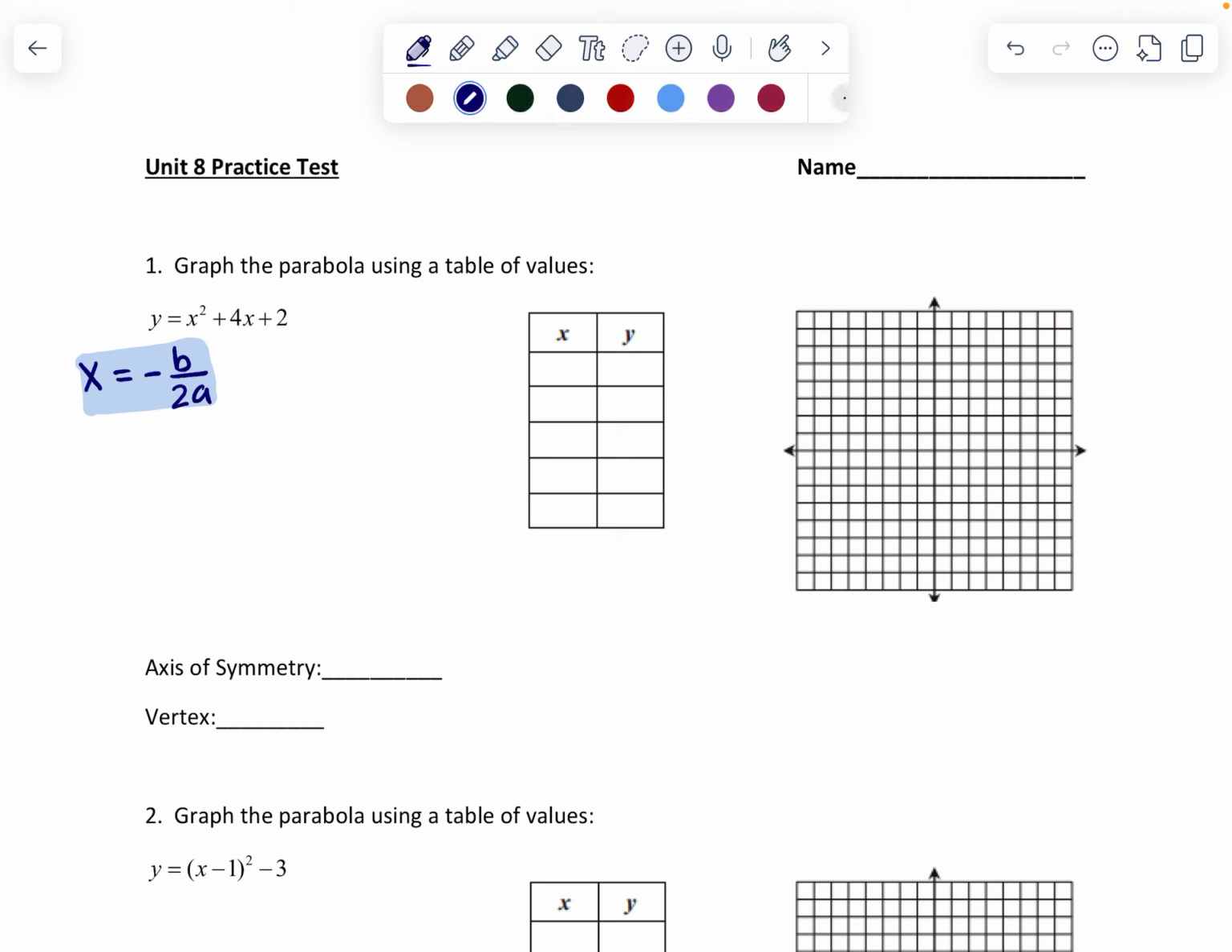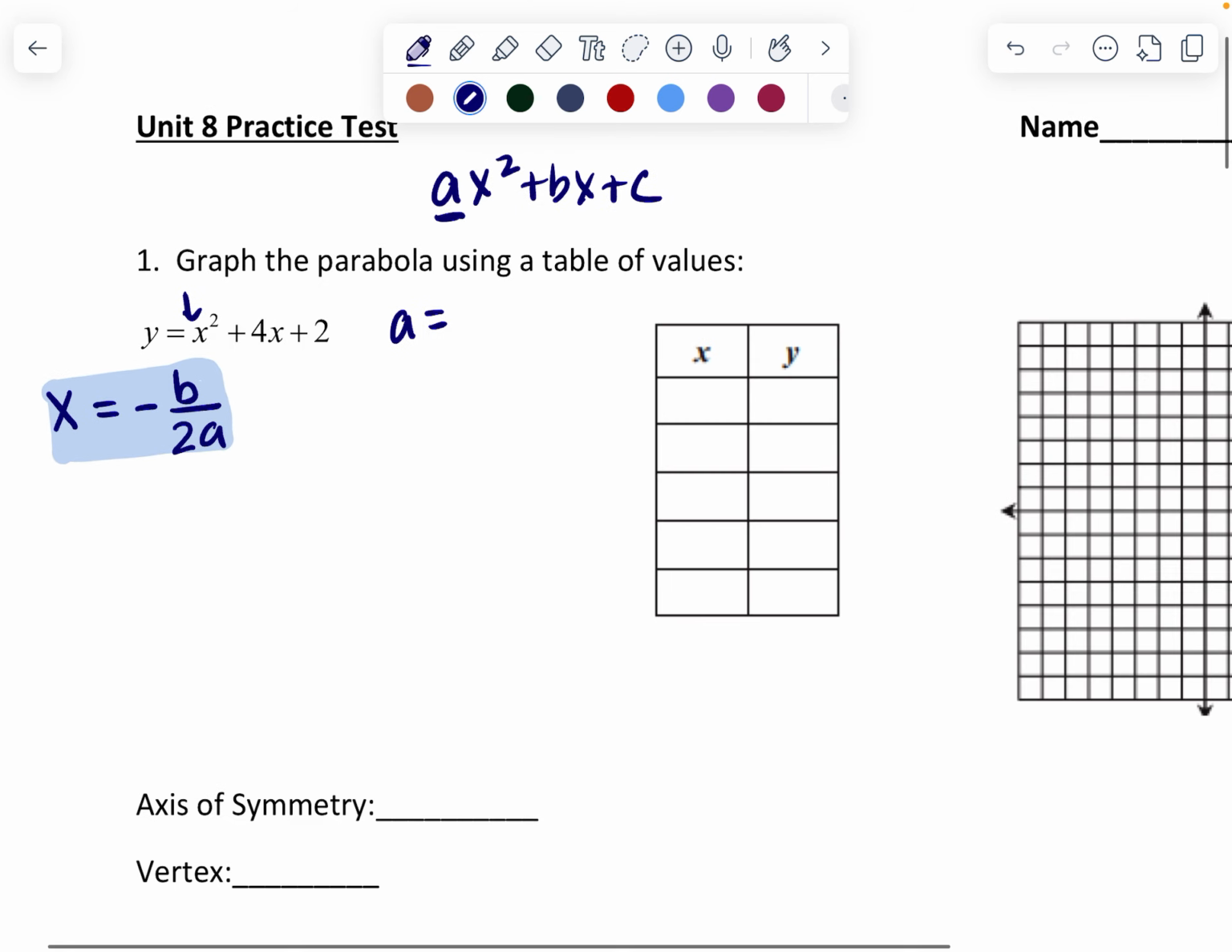Okay, now what's my a, my b, and my c? Remember when you have ax squared plus bx plus c? The a is just the number in front of the x squared. So what's my a going to be here? Well, what's the number in front of the x squared? There's no number there, so we can assume it's just a 1, okay? What's my b value? Well, the b value is just the number in front of the x. The number in front of the x is a 4, so b is 4. And what's my c value? Well, it's just the constant coefficient at the very end, which is this 2. So my c is 2.